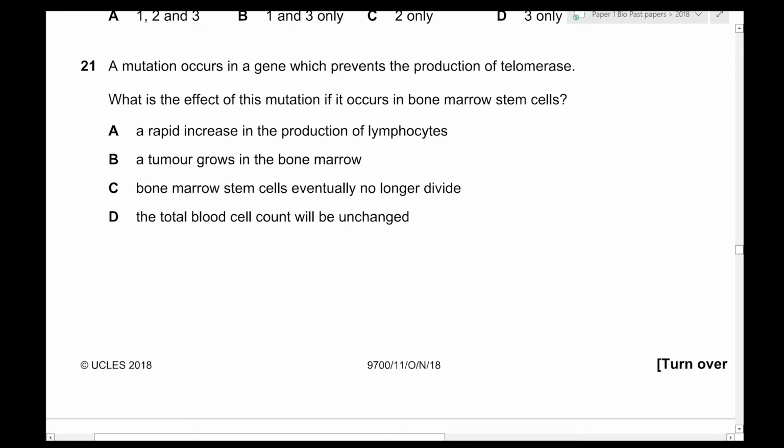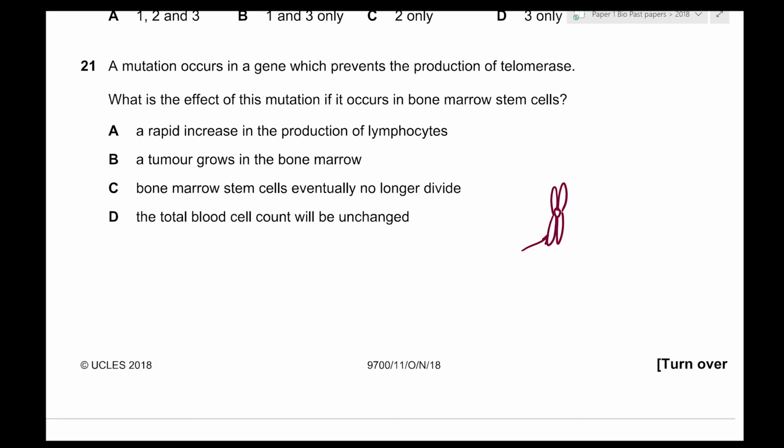Question number 21, a mutation occurs in a gene which prevents the production of telomerase. What is the effect of this mutation if it occurs in bone marrow stem cells? So, telomeres are sequences of DNA found at the end of chromatids. These prevent the loss of genes and prevent gene shortening when the cell starts to divide, because each time the cell divides, it loses parts of its telomeres.